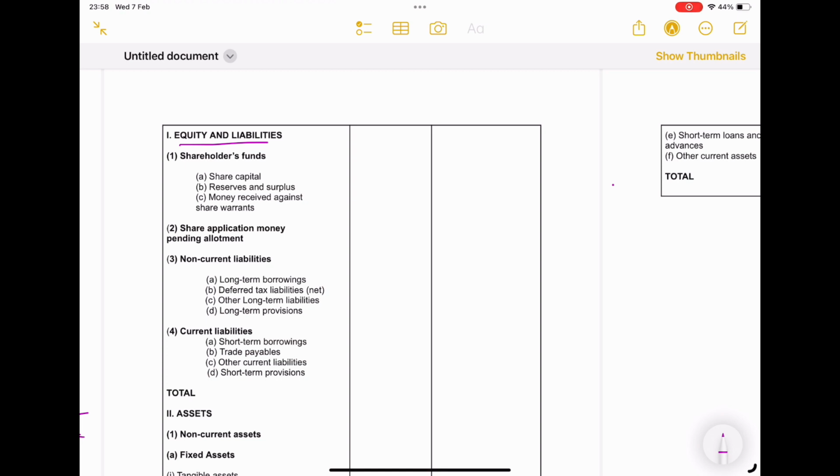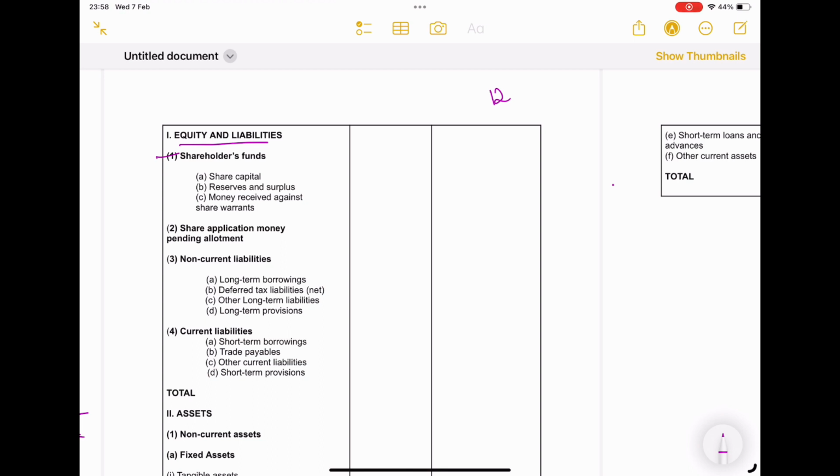In equities and liabilities, the first one is shareholders' fund. In shareholders' fund, the majority of the points I'm taking will be there for you. Other things are in the format only, but you have to learn that. If you write the full format, then only you will score full marks, or else you will definitely lose a few marks.